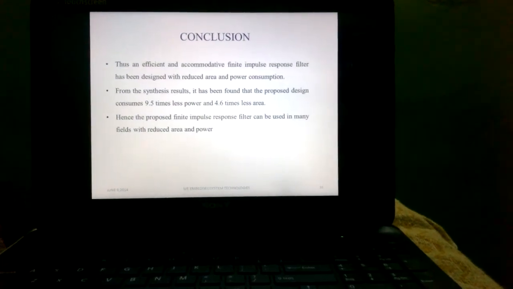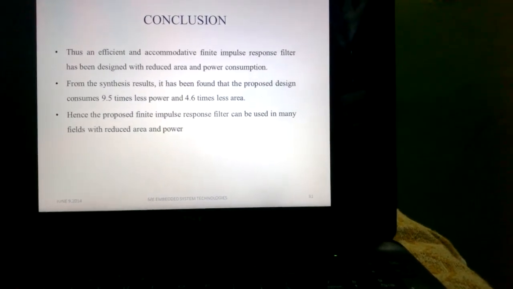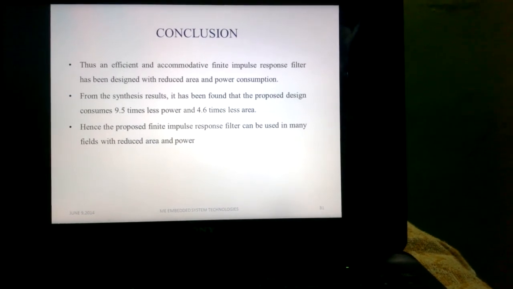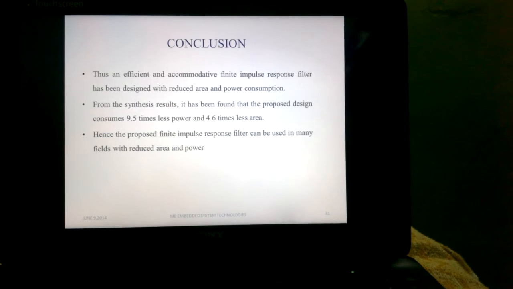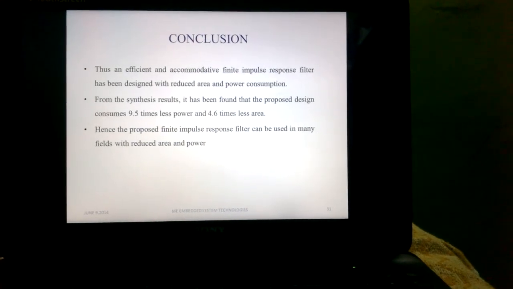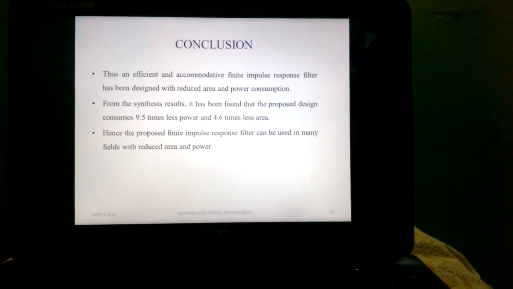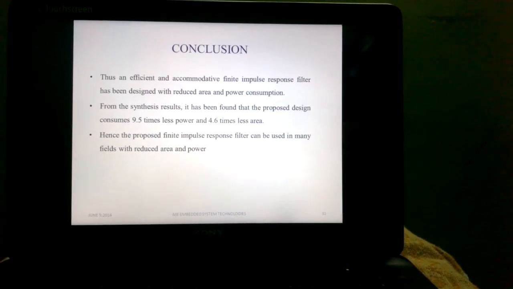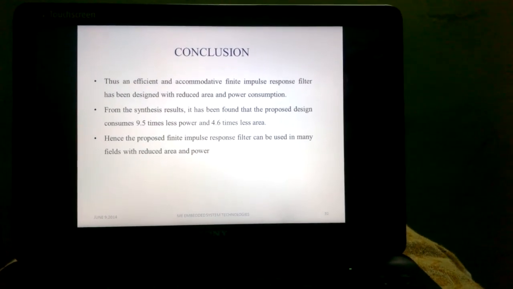Conclusion: thus an efficient and adaptive FIR filter has been designed using the distributed arithmetic technique. From the synthesis results as well as the area consumption results, it has been found that the designed FIR filter has reduced area, and the power consumption of the FIR filter has also been reduced. Thus, this reduced FIR filter can be used in many applications in the field of digital signal processing, image processing, and wherever FIR filters can be used.